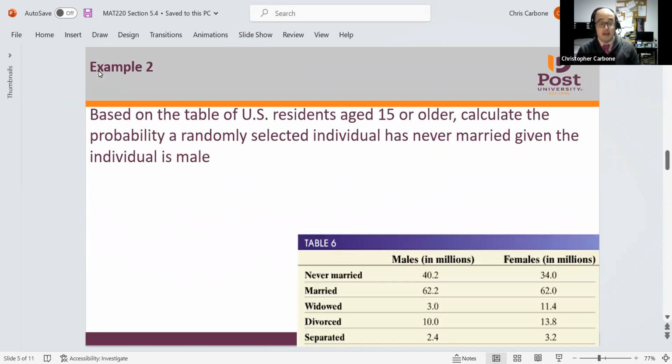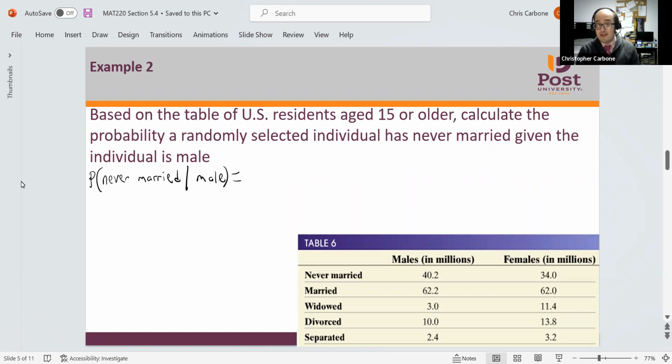Given a contingency table such as the one on the screen, based on the table of United States residents aged 15 years or older, we want the probability a randomly selected individual has never married, given that the individual is male. So this is the probability of never married, given that the individual is male.